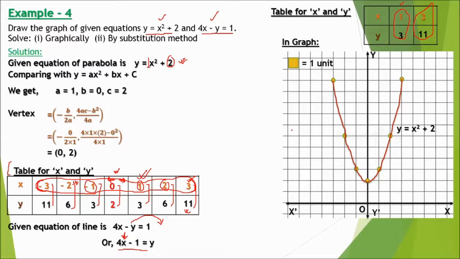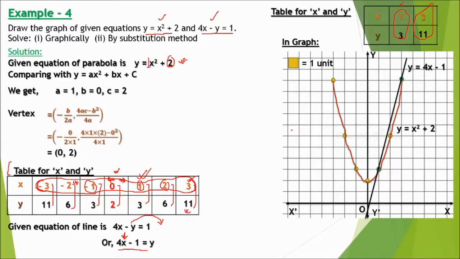Now 1, 3. Let's plot 1, 3. 1, 3, that blue dot you can see, and 3, 11, that dot. So with the help of the scale, now you can use the scale because it is a straight line. Now see here, this one is a line, and its name is y is equal to 4x minus 1.